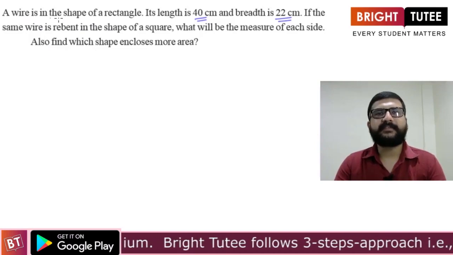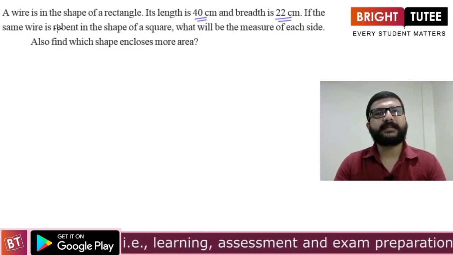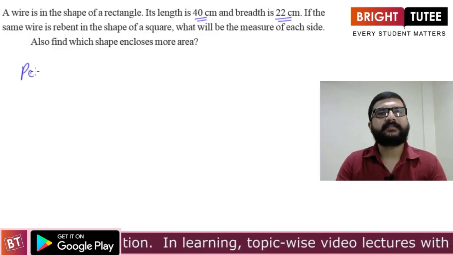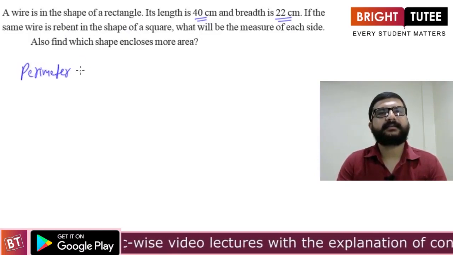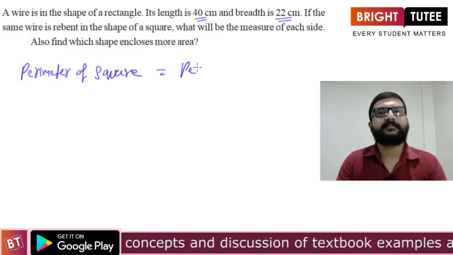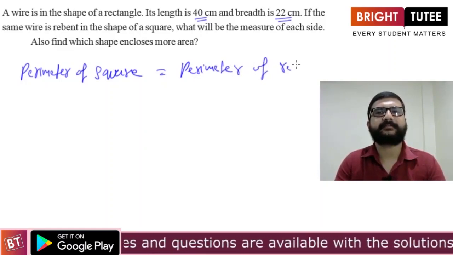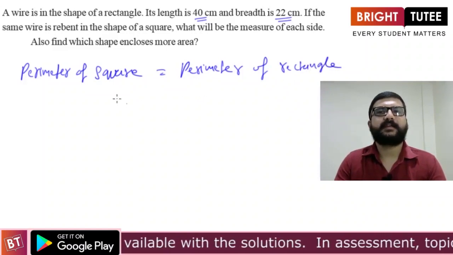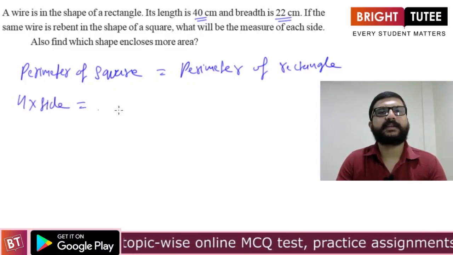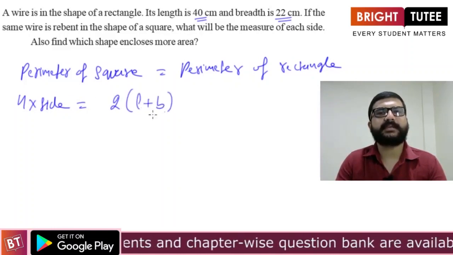So here, we are having a wire which is in the shape of rectangle, and we are rebending it to get a square. So here, we will have perimeter of square is equal to perimeter of rectangle, as we are using the same wire. Now how do you find perimeter of square? It is 4 into side. So 4 into side is equal to perimeter of rectangle, which is 2 into L plus B.